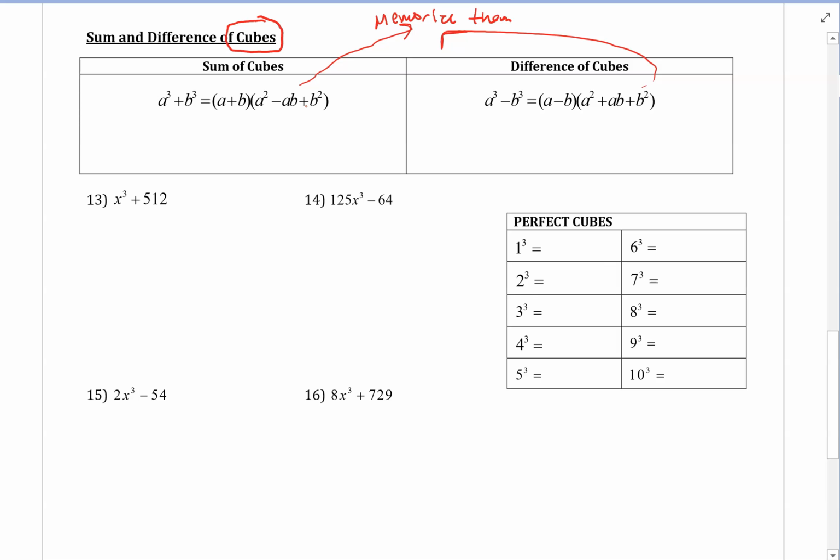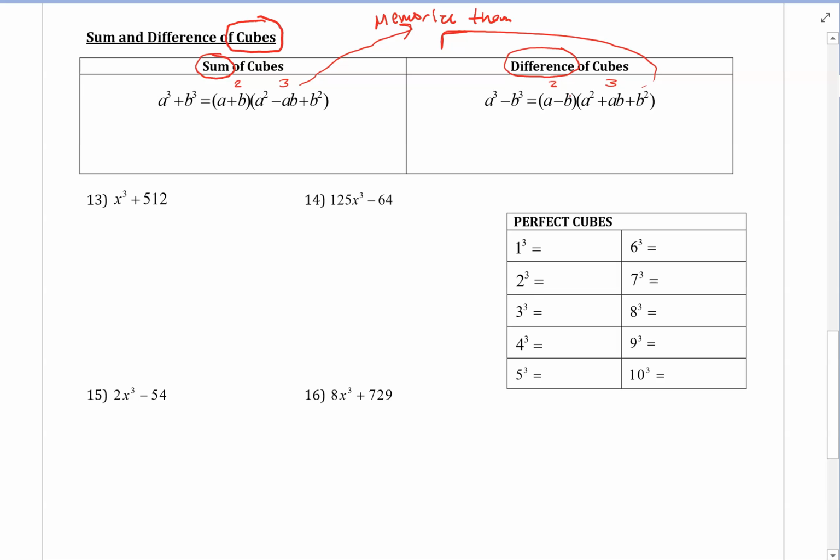Okay, so if you have 2 perfect cubes that you are either adding, which is a sum, or subtracting, which is a difference, you end up with these 2 factors. One of them has 2 terms, and the other one has 3. So always remember that. It's one binomial and one trinomial. And the trinomial can never be factored any further. So once you get these 2 factors, you're done.